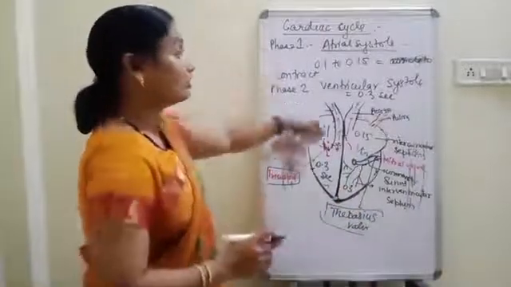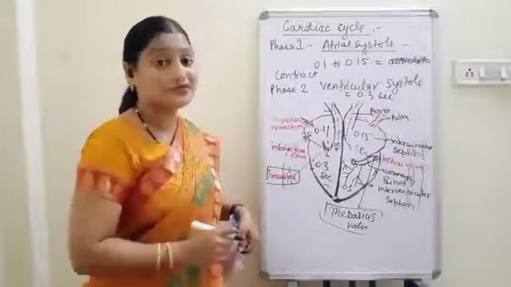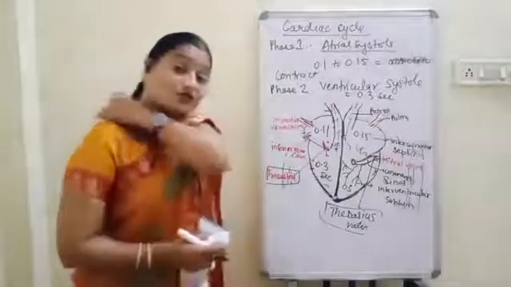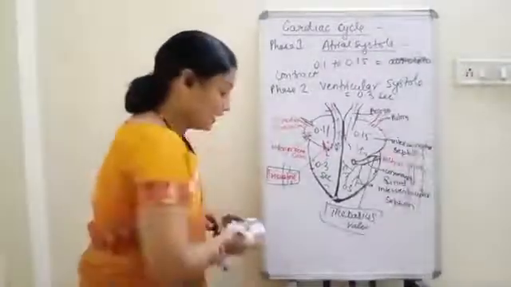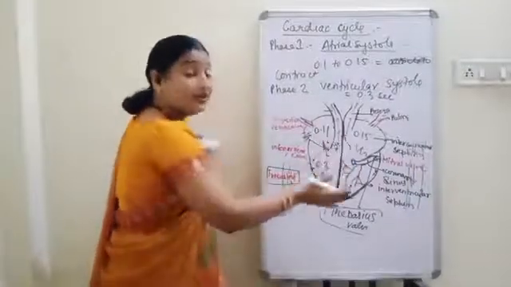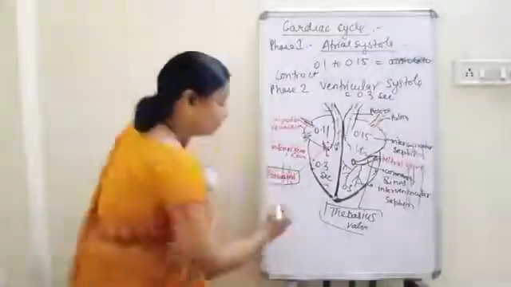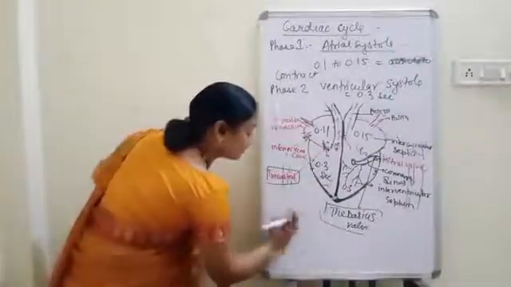Now, both systoles are done. Now, the next is the relaxation phase, and the relaxation phase is called the diastole. Now, both auricle and ventricle will relax together. They will not do anything for about 0.4 seconds.